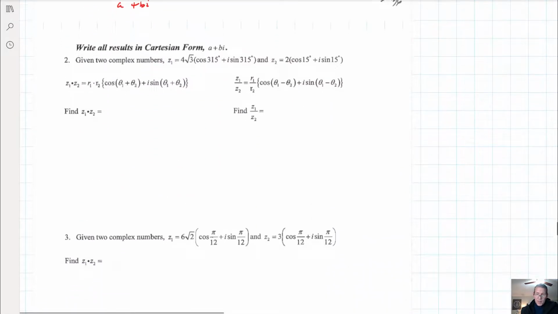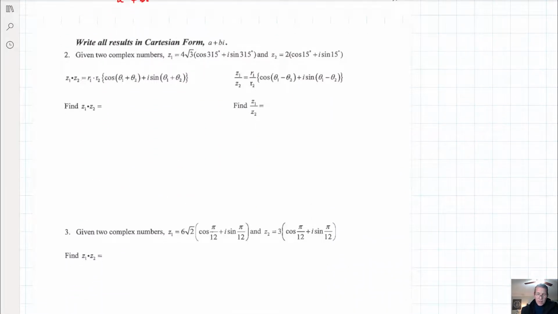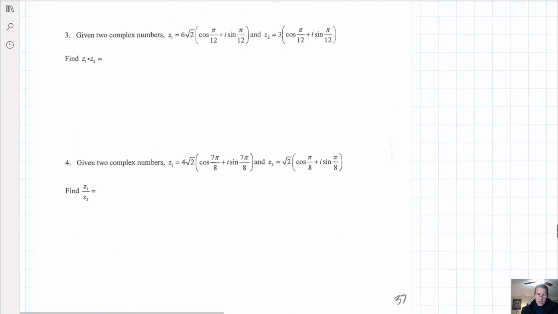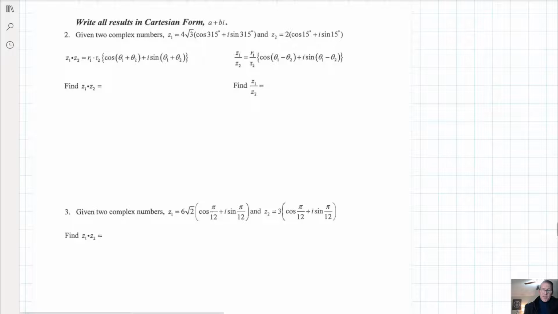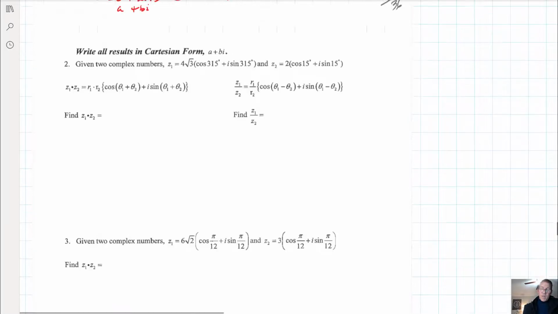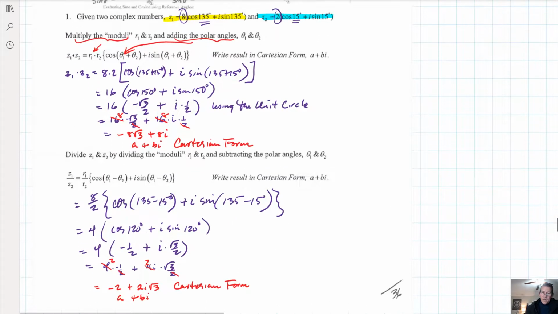So, your turn. You just have 3 examples here. Just read the directions here. z1 and z2 are up at the top here. They change depending on the problem. And then you'll have to multiply first and then divide. And once again, think simple.